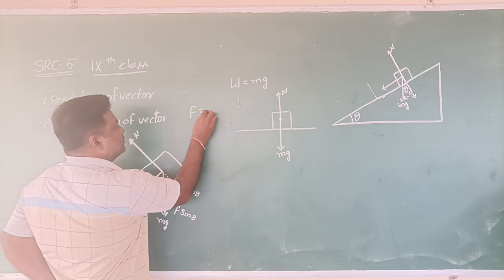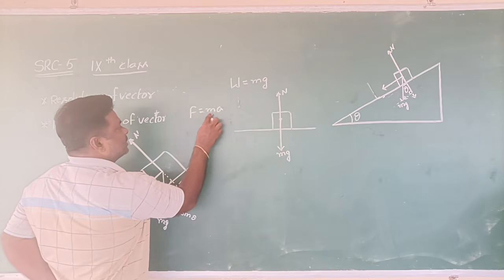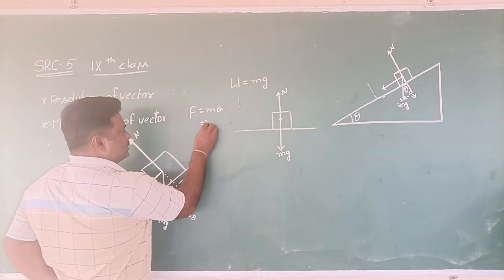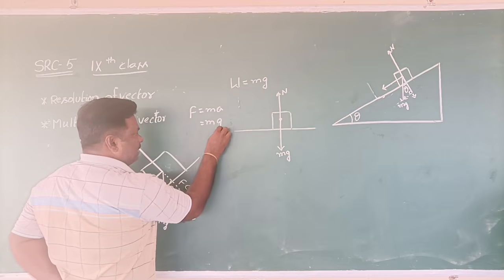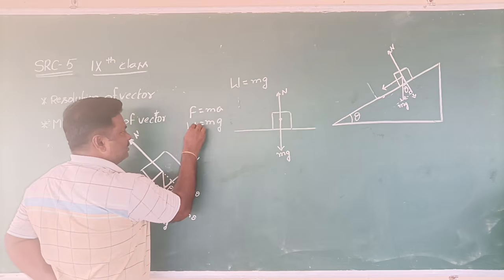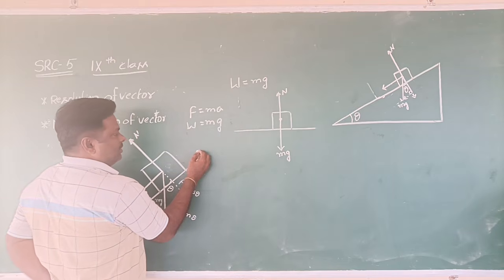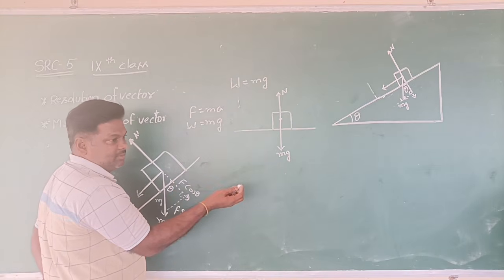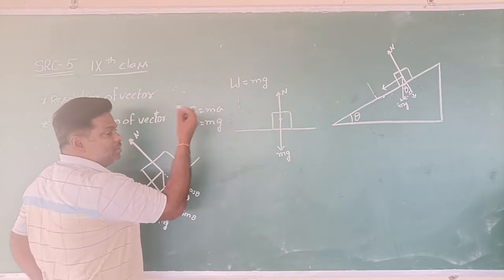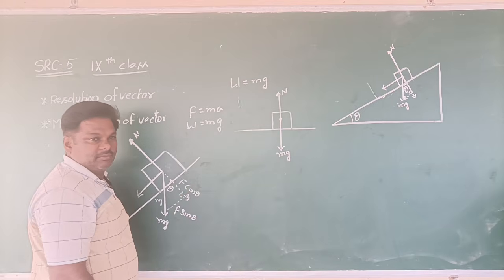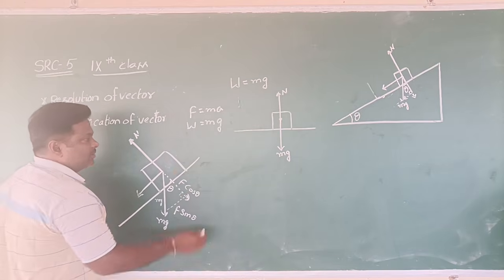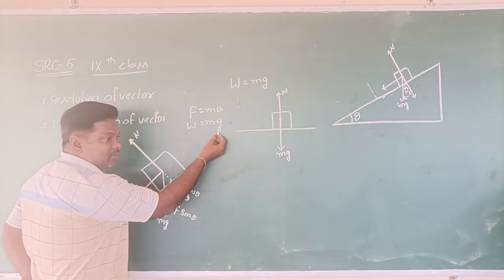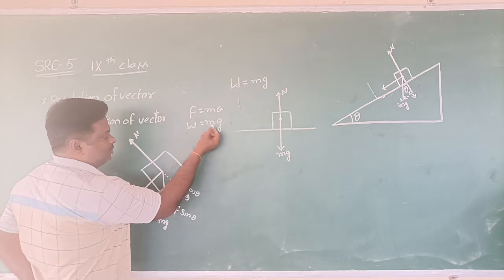Force F is equal to ma. Here F is equal to mass times acceleration. And suppose this acceleration is acceleration due to gravity, then it is called weight. So weight is nothing but a force which acts towards the ground due to acceleration due to gravity. That is, W is equal to mg.